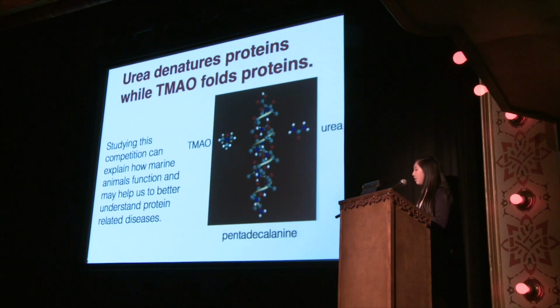So I studied the competition between urea and TMAO. And then I studied how an amino acid called alanine interacted with these. If you can understand how alanine interacts with urea and TMAO, then you can relate this to other environments, because a lot of different diseases are linked to proteins unfolding or folding abnormally. So if we can understand how alanine interacts with these, then we can get a better understanding of protein-related diseases.